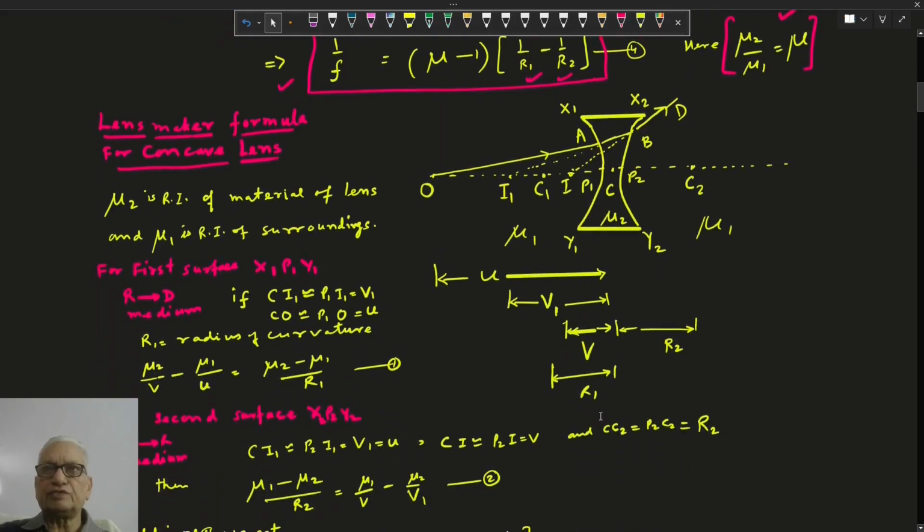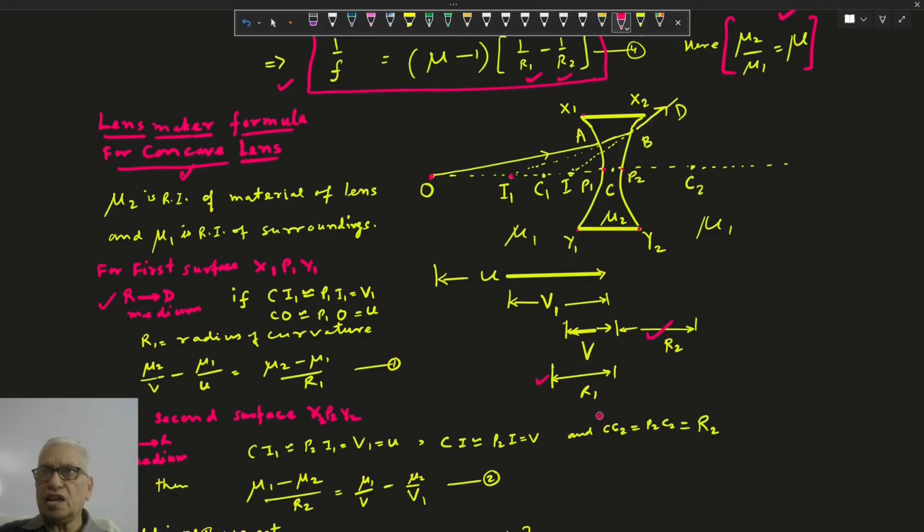Now the lens maker formula for the concave lens. Here are the first surface, X P1 Y1, and the second, X P2 Y2. Concave surface first, second. For the first, the radius of curvature is r1, and for the second surface the radius of curvature is r2. This is the object distance u, and this is the image formed here, intermediate I1, due to the diverging rays somewhere here at I1. And I1 acts like an object for the second surface.